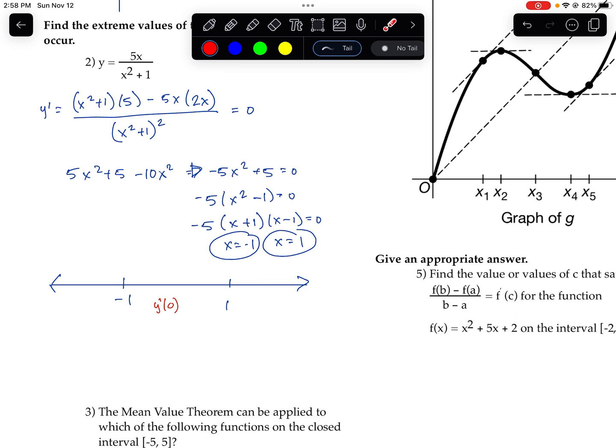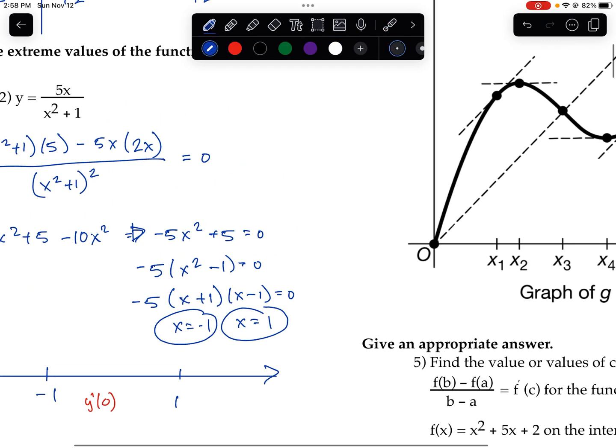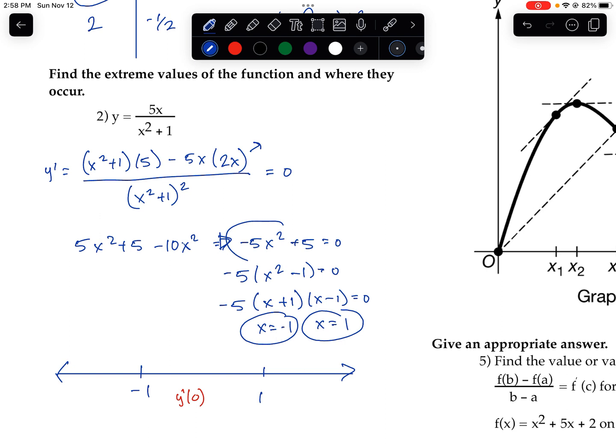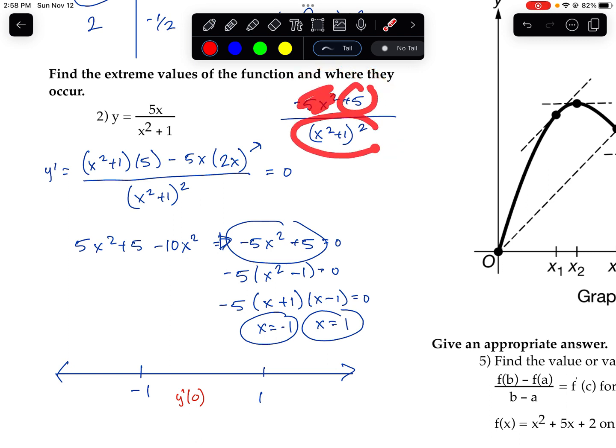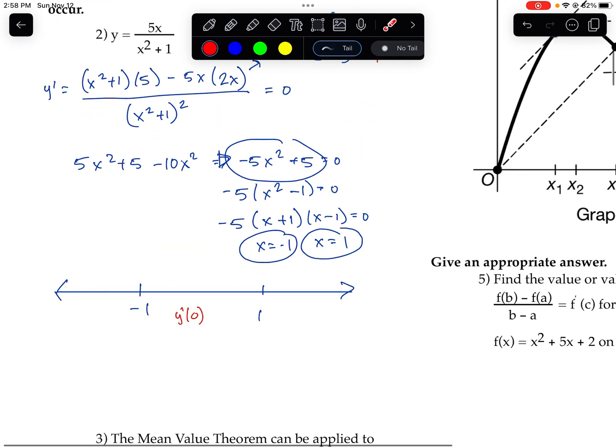So if we plug that in here, let me simplify this just a little bit. Remember that we simplified the numerator. This is equal to negative 5x squared plus 5 over x squared plus 1 squared. Okay, so if I plug 0 into the derivative, that goes away, so we're left with positive 5. Remember, the denominator is always positive, so it doesn't really matter. So we get positive divided by positive, so it's going to be positive here.